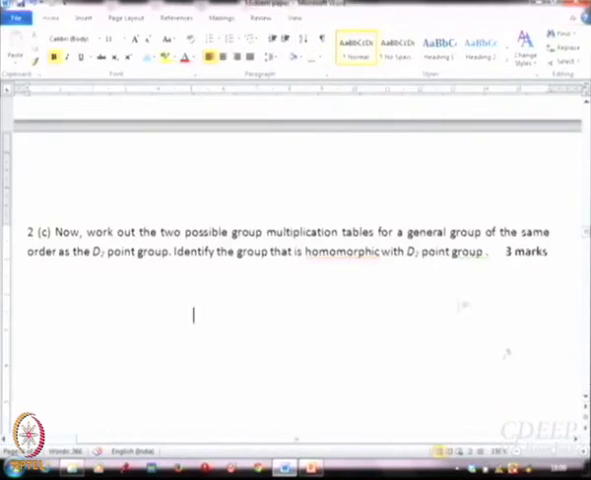Okay. Now that was the typo that I corrected here, D2. Now work out the two possible group multiplication tables for a general group of the same order as the D2 point group. What is the order of the D2 point group? 4. And this is something we have done in class, right? So when you have two subgroups, one is cyclic and the other is not, isn't it, for order equal to 4. So that is all that you had to do, and then homomorphism means exactly the same multiplication table. So you have to compare this with that and do it. So this is perhaps the easiest question.